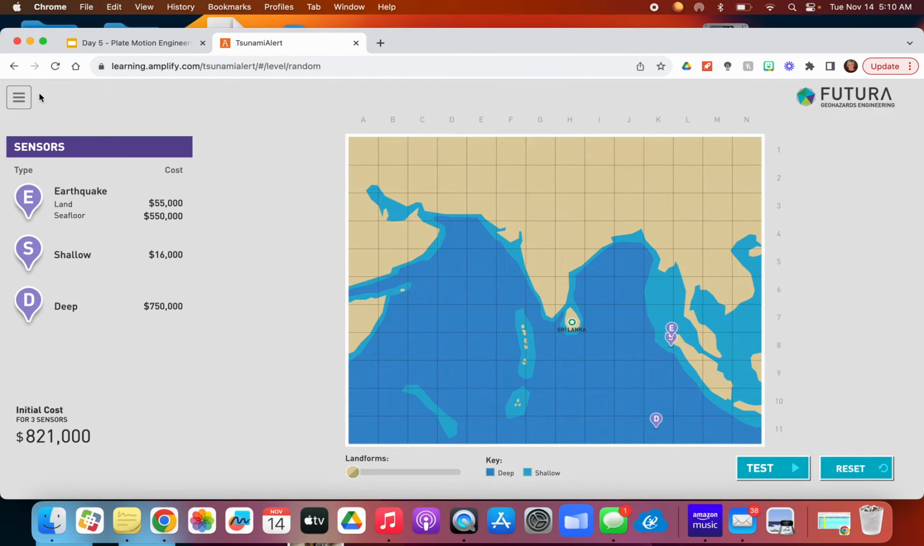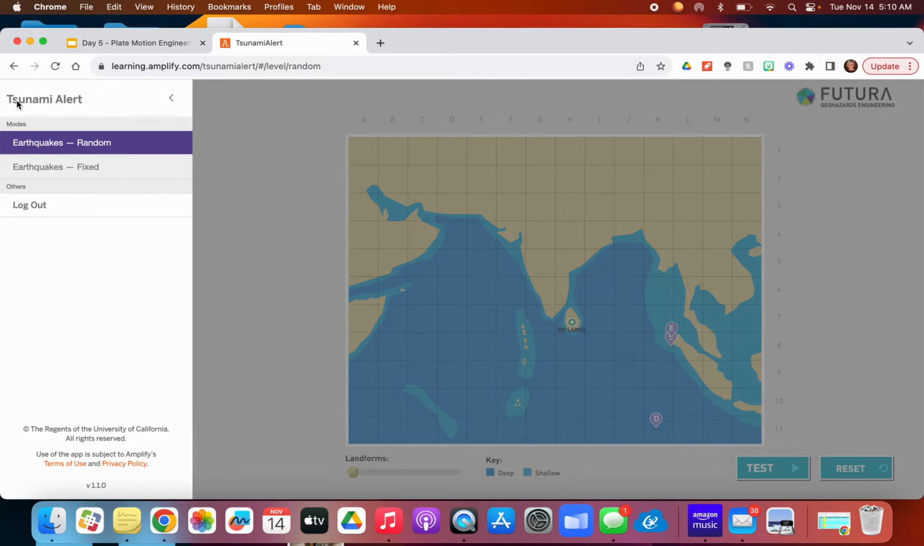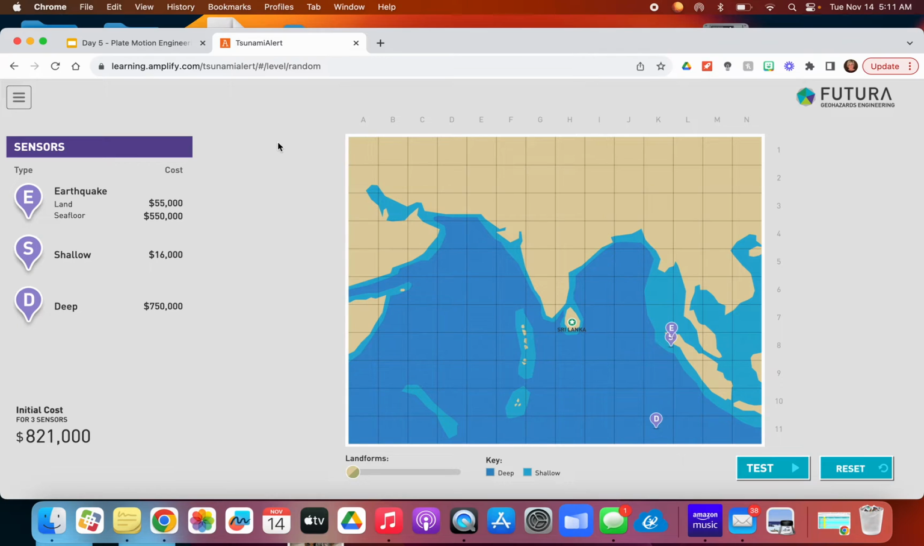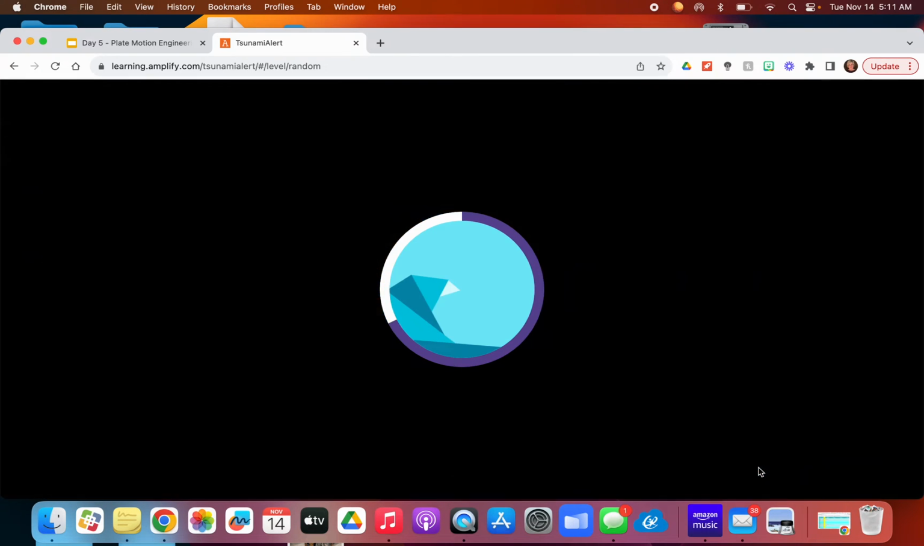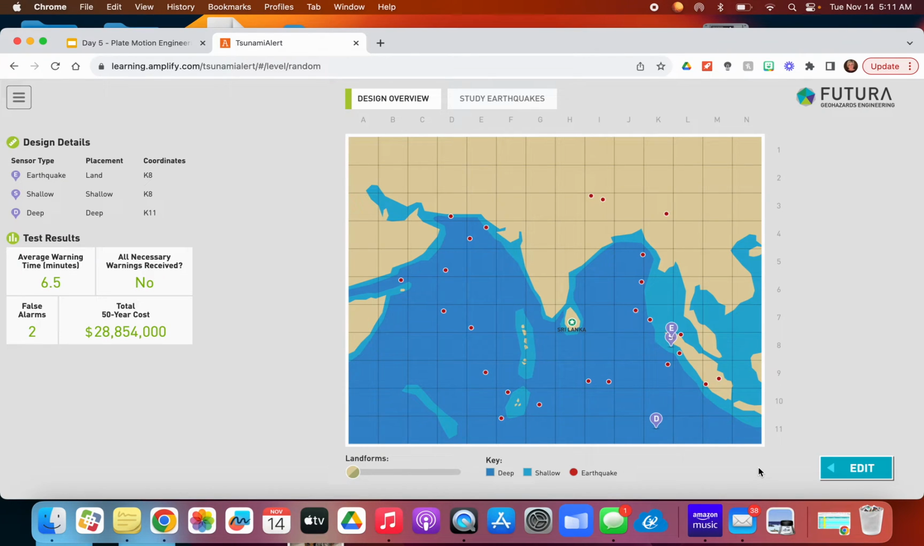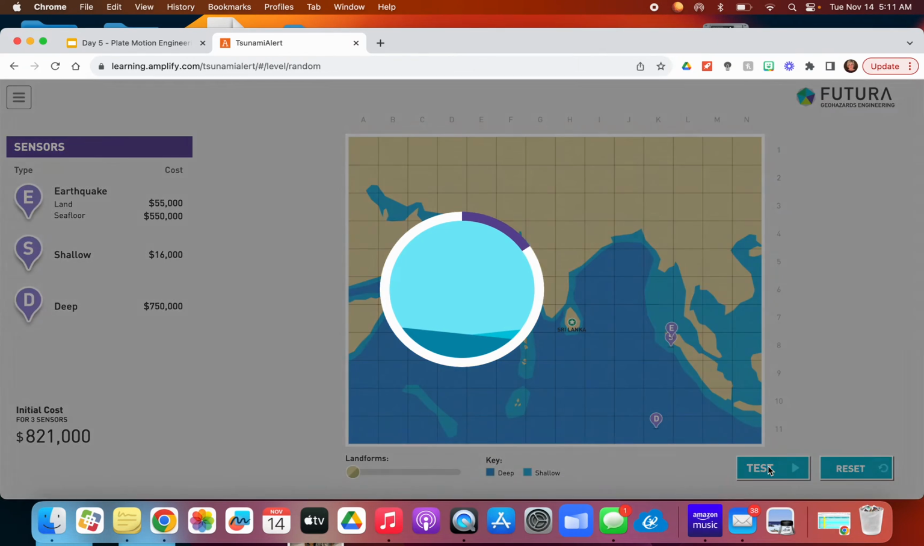If I wanted to change the earthquake mode, I'm going to go up here in the top left, and this is where I can change it. But it just defaults to random, and let's just keep it there until you are ready to fine tune your plan. And then once I do that, I'm going to hit the test button, and I'm going to actually hit this again.